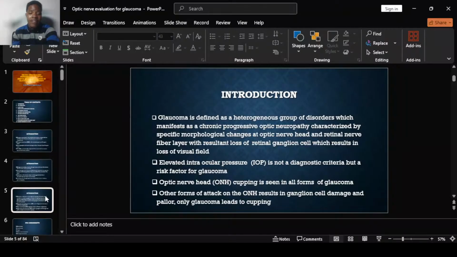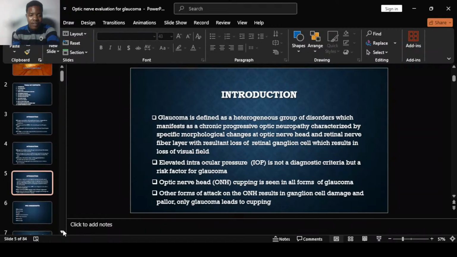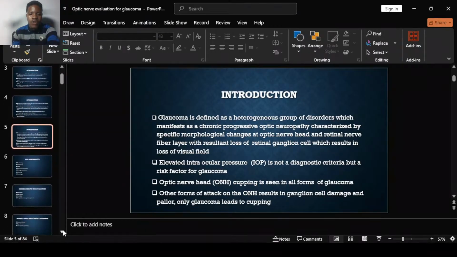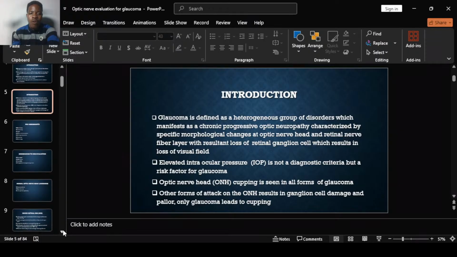Now, glaucoma is defined as a heterogeneous group of disorders which manifest as a chronic progressive optic neuropathy characterized by specific morphological changes at the optic nerve head and retinal nerve fiber layer with resultant loss of retinal ganglion cells, which result in loss of visual field. So this definition is comprehensive and all-encompassing. It tells you that glaucoma is a group of disorders.